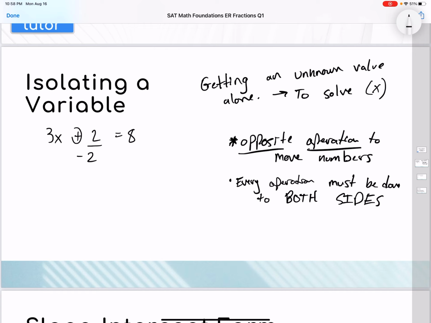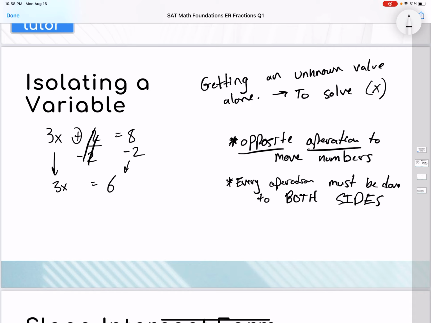Now, we can't just do it from that one side. Every operation, as I have written here on this second point, that is carried out on one side must be carried out on both sides of an equation. This allows us to keep the equation equal on each side of the equal sign. So if we subtract 2 from both sides, 3x will stay the same. We have 3x, since 2 is now gone from the left side, is equal to 8 minus 2, which is 6.